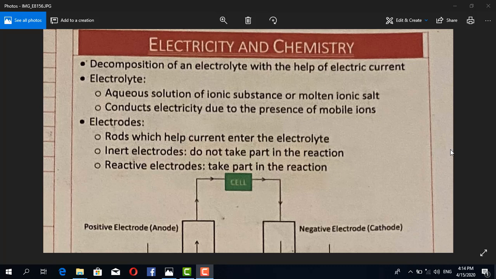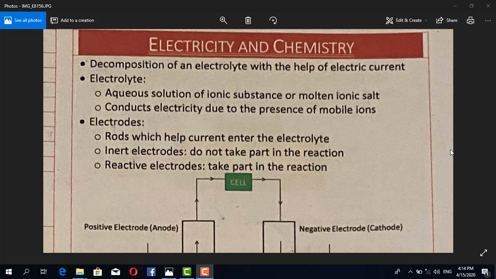Today we'll start our first lesson in chemistry, which is going to be about electricity and chemistry and how they are both connected to each other. Here we're going to talk mainly about how we use the process of electrolysis to separate the positive and the negative ions inside of whatever substance we have.